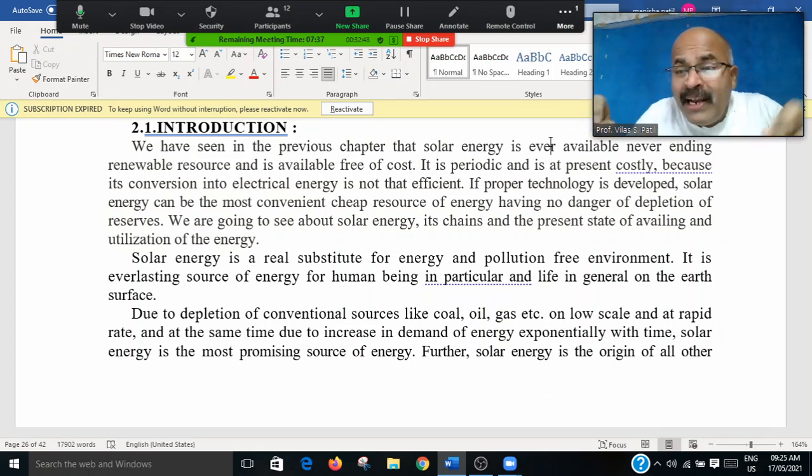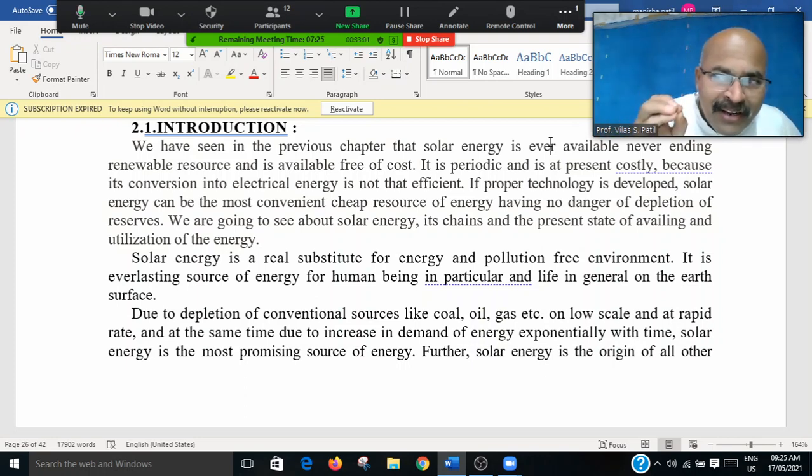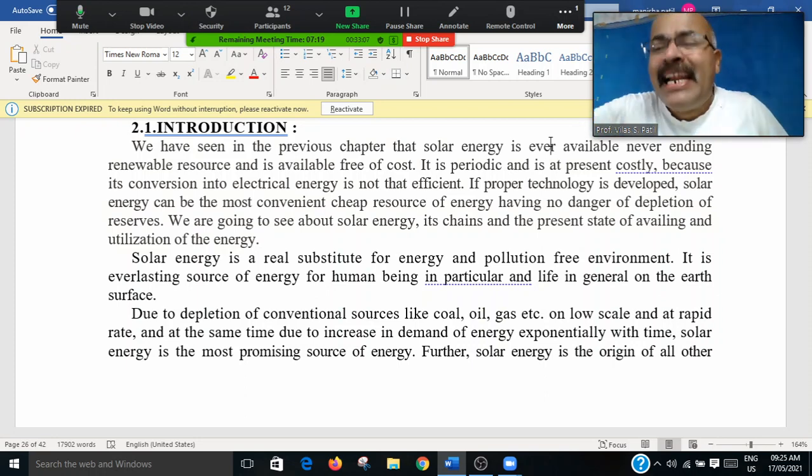It is not available in infinite scale. It is not available easily. It means that it will be available at a low scale and a rapid rate. That is the requirement of the energy. Energy demand in the world is increasing very rapidly.